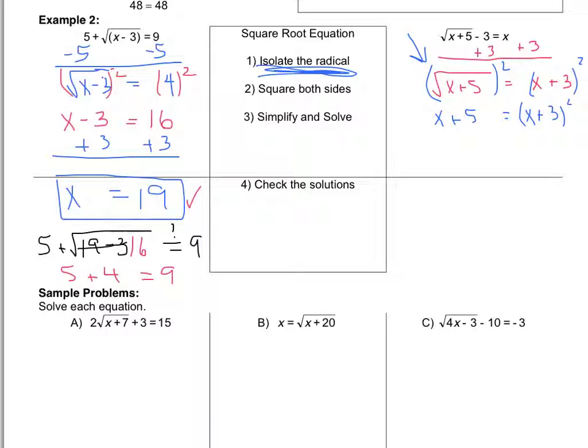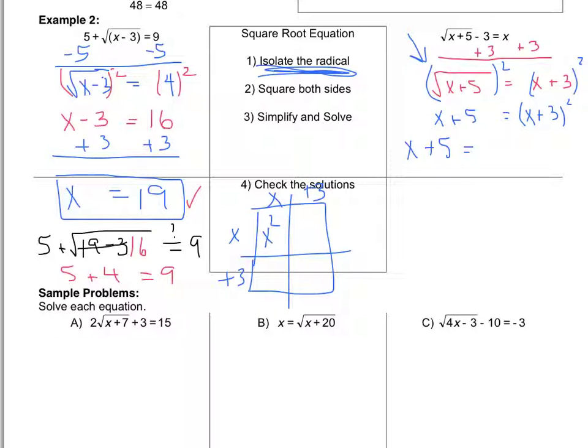Now to solve this out, we're going to have to use the quadratic formula. But let's get it. Now we just have to solve it for x. I have x plus 5 equals, now when I multiply x plus 3 squared, I get x squared, I get a 3x, x times 3 is 3x, 3 times 3 is 9. So I get x squared plus 6x plus 9.